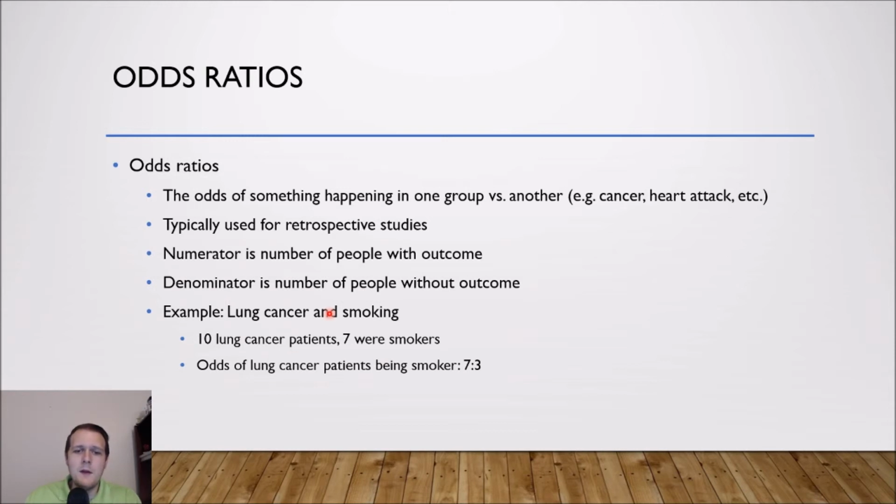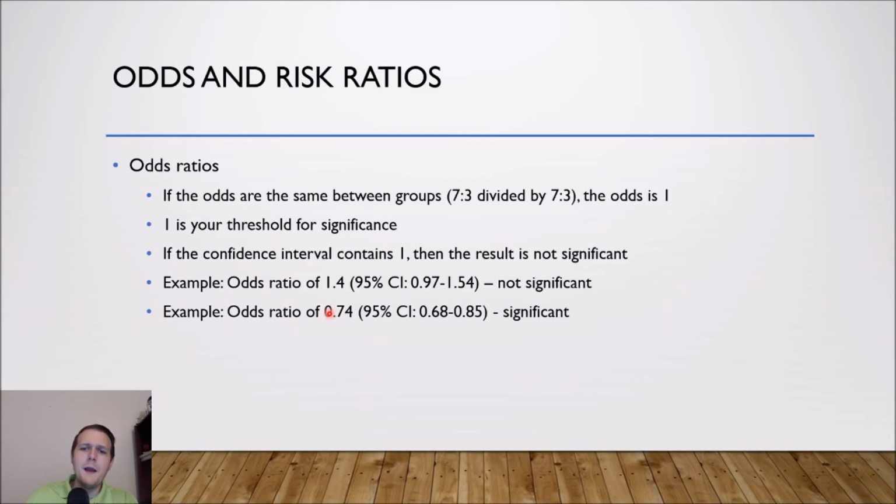Those are the odds of them being a smoker in that case there. Well, if I want to compare the odds between people with lung cancer versus those without lung cancer, then I can get an odds ratio, where I'm going to divide one by the other to see if the odds of someone with lung cancer being a smoker is higher than the odds of someone without lung cancer being a smoker, right?